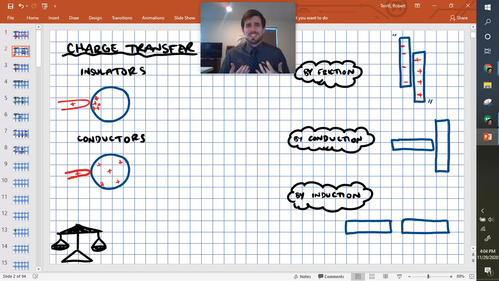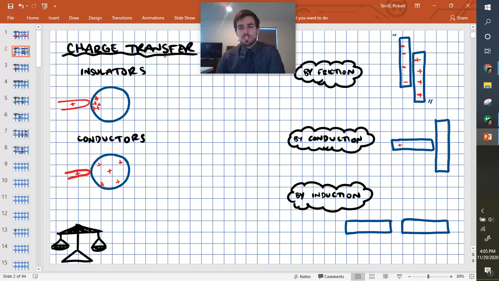And even more interesting to me, as far as I can tell, nobody really cares that we don't know why this happens. It gets kind of discussed a little bit, and then most people are just like, it happens. Who cares? So that's the first option, by friction. The next way to transfer charge is by conduction.